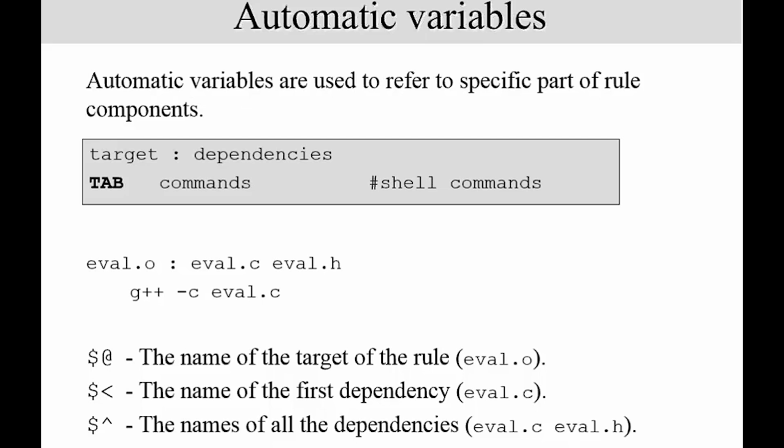So here you can say, if eval.o has eval.c and eval.h, and then g++ is the command, and then eval.c is the argument. The dollar at determines the name of the target of the rule. In this case it's eval.o, and then the dollar less than specifies the first dependency. In this one it is eval.c.